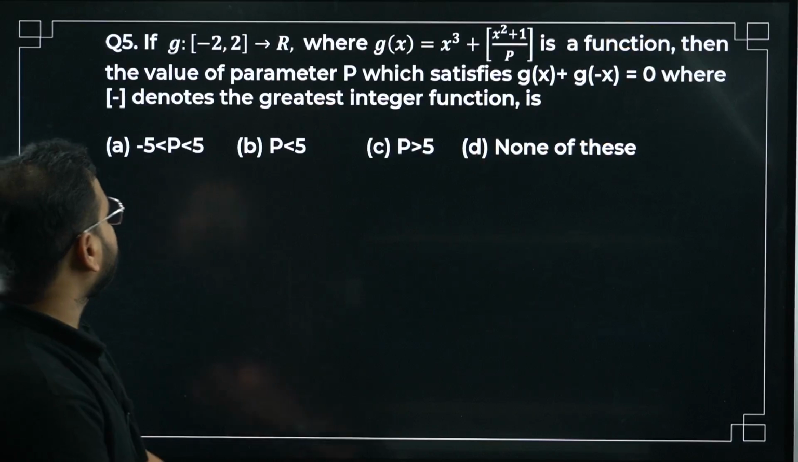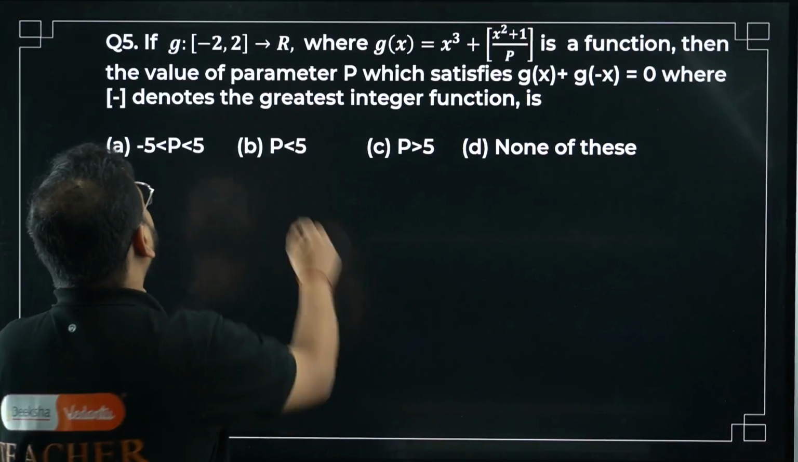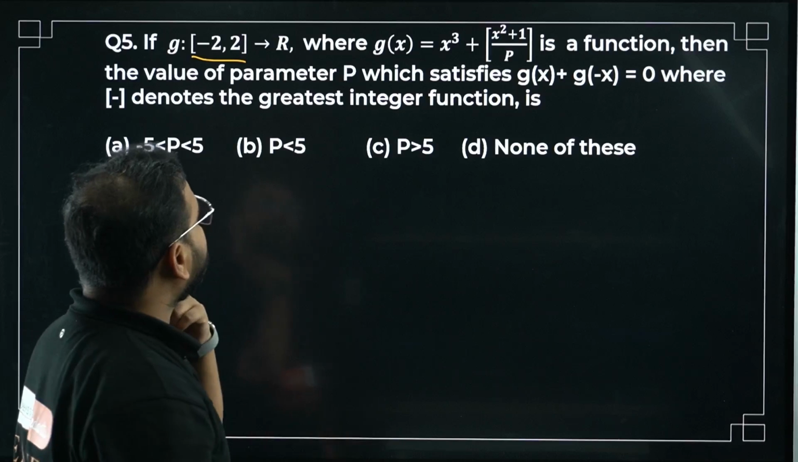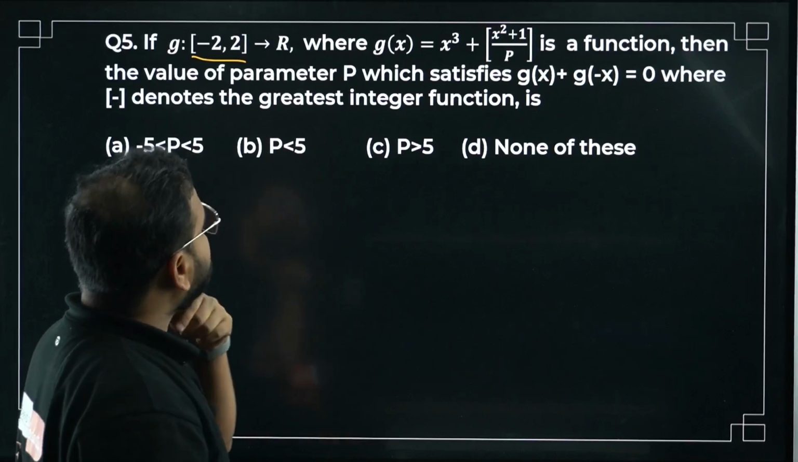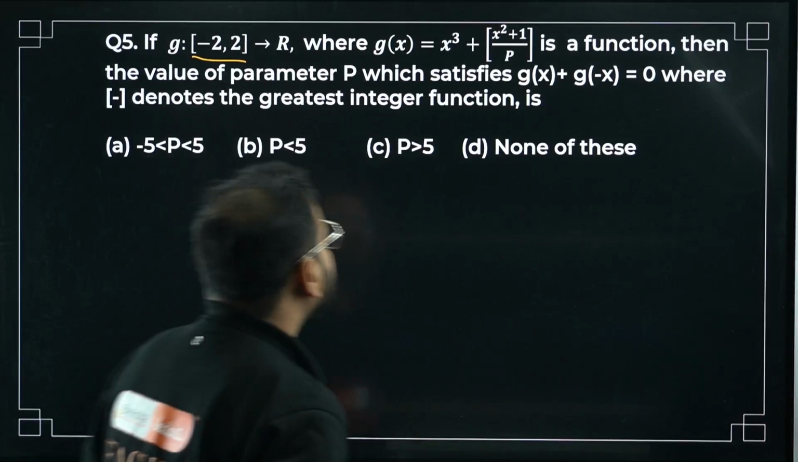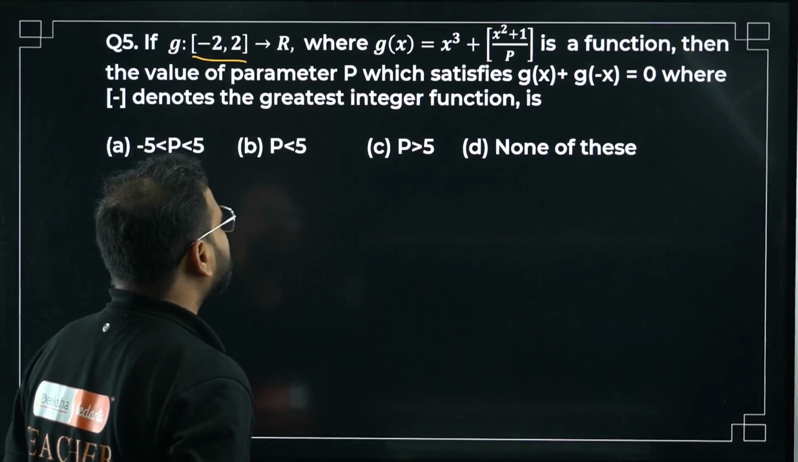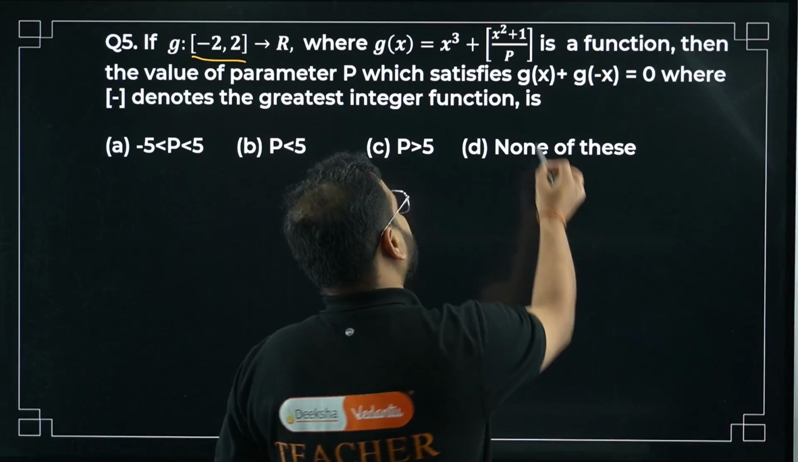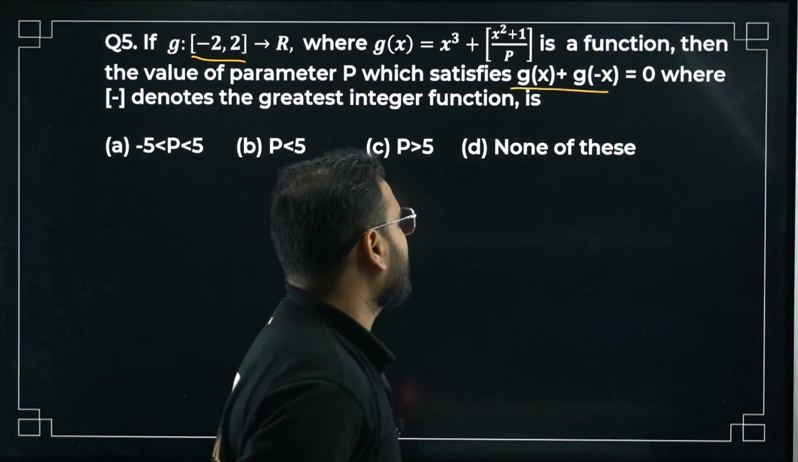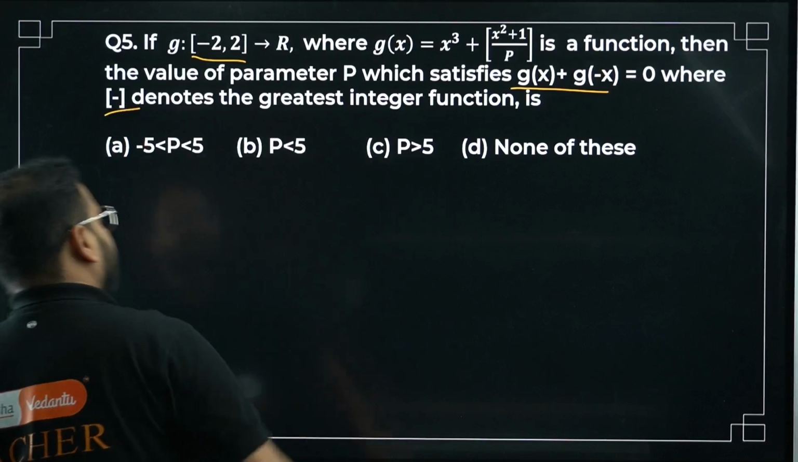Question number 5. Okay, g from minus 2 to 2. This is domain, right? And range is all real. Gx equals to x cube plus x square plus 1 upon p is a function, okay? Then the value of parameter p which satisfies gx plus g of minus x equals to 0, where this represents gif, greatest integer function.